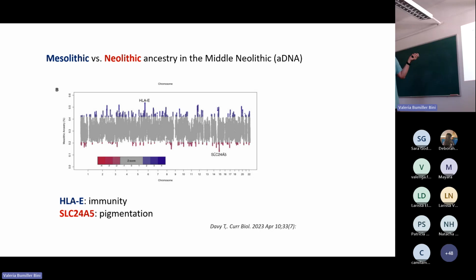So, current Europeans got the HLA-E from their pre-Neolithic hunter-gatherer ancestors, and this gene SLC24A5, anyone knows about this? Skin color. The variants that lighten your skin are really recent in Europe. We are talking just 8,000-10,000 years. Our pre-Neolithic ancestors in Europe had skins that were much darker than ours.